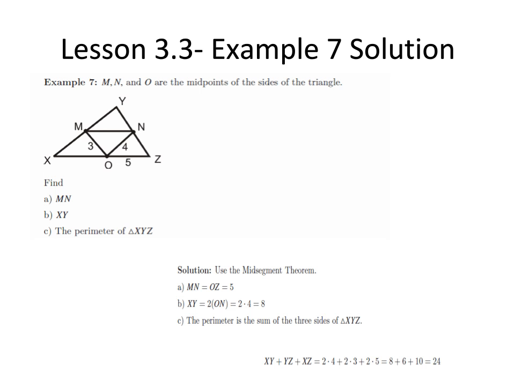Part B. Using the midsegment theorem, we know that line XY should equal line ON times 2. We know that line ON equals 4, so then line XY equals 4 times 2, which equals 8.